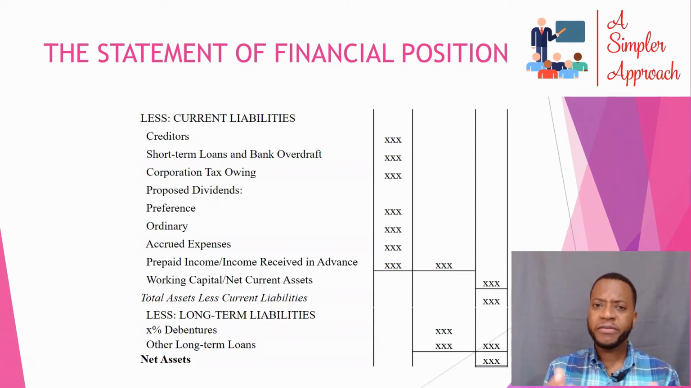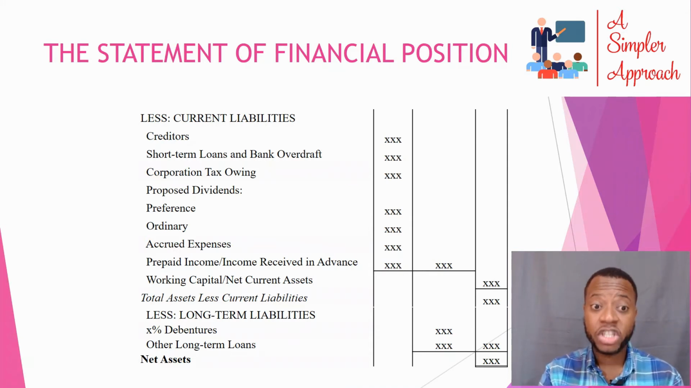So when we perform our calculation the way we ought to, we subtract current liabilities from current assets, and we get our working capital, which is the same thing as our net current assets, which would give us our total assets less current liabilities. Sort out our long-term liabilities, which would mean to subtract long-term liabilities from total assets less current liabilities, which would give us our net assets. Once again, the basic concept of that top section remains the same.